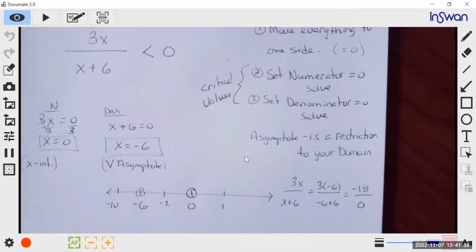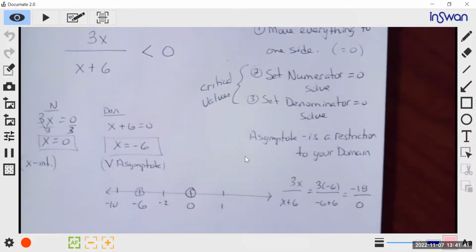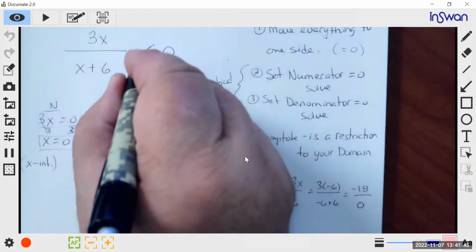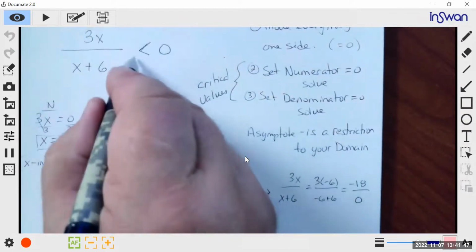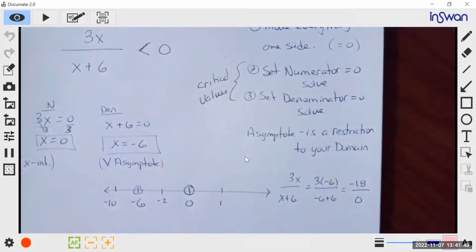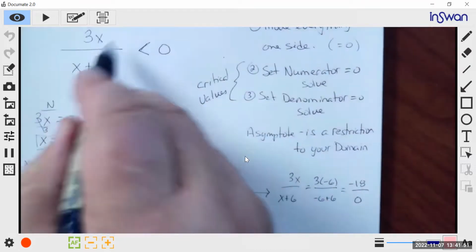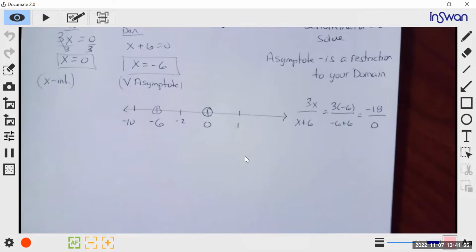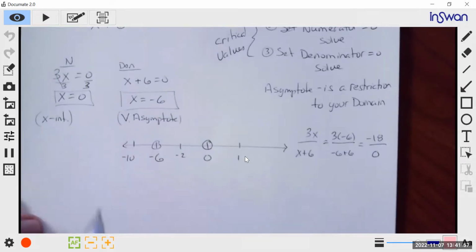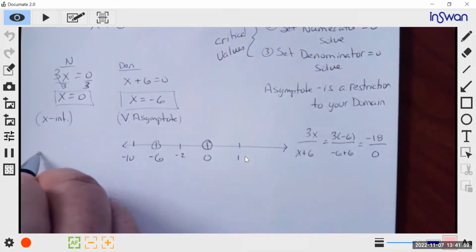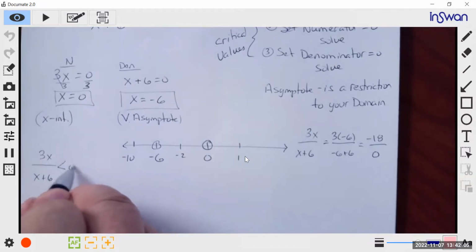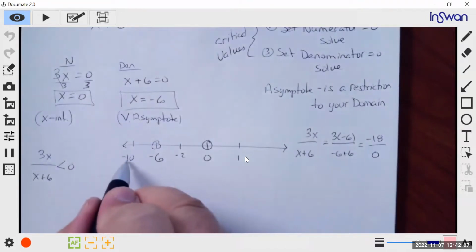Below. Are you asking or telling me? Going down? No. Well, because it says this number is less than 0, so we only want values that make this thing negative. We're going to be using this equation, 3x over x plus 6. We want it to be negative, so we use -10.